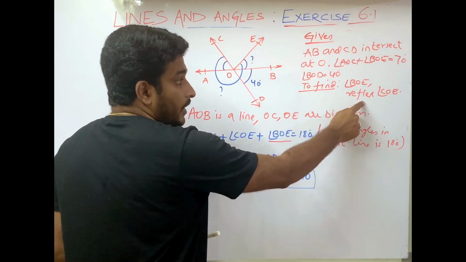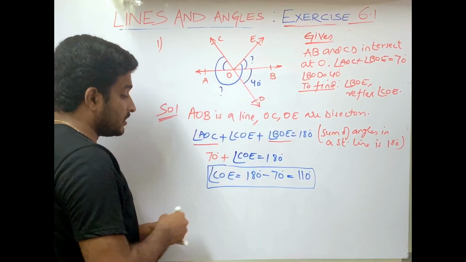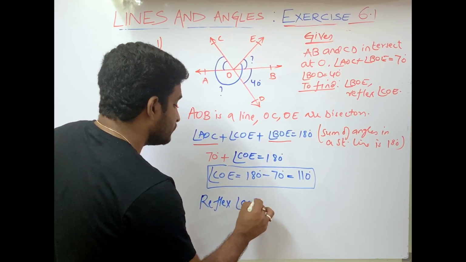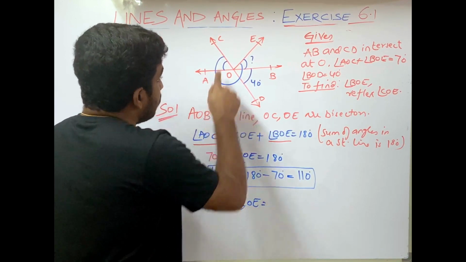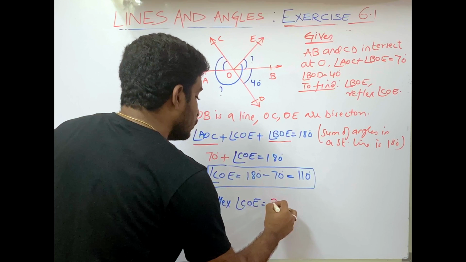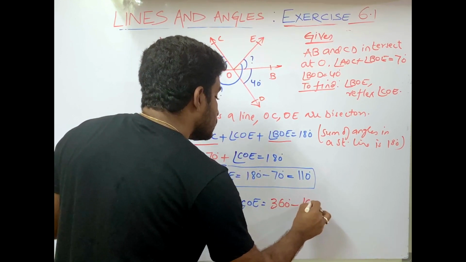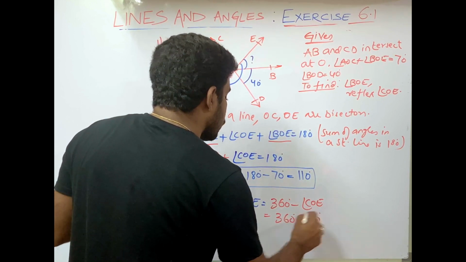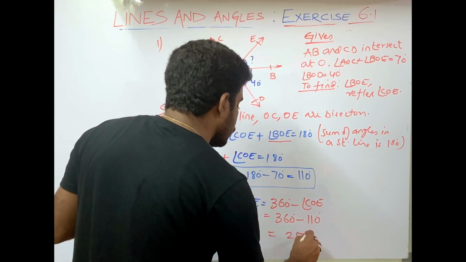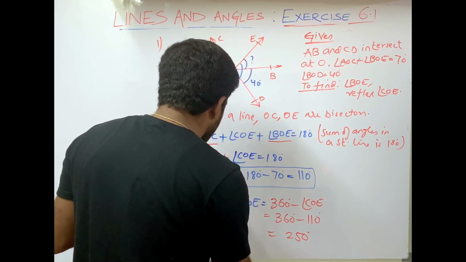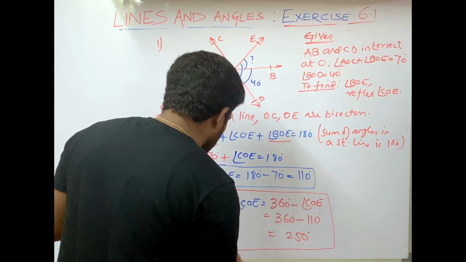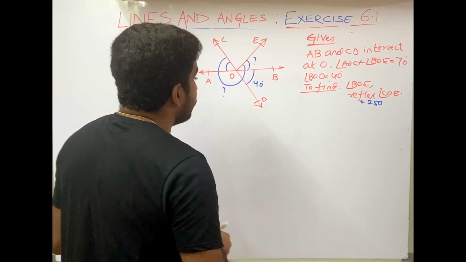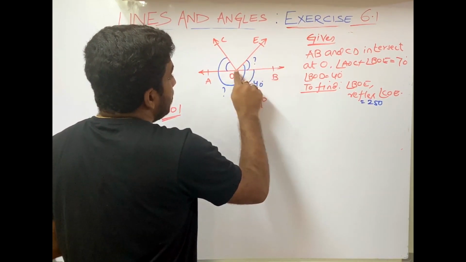But what we have to find? We have to find reflex of angle COE. Reflex of angle COE is equal to 360 degrees minus angle COE, that is 360 degrees minus 110 degrees equal to 250 degrees. Reflex of angle COE we got as 250 degrees. Now we have to find BOE.